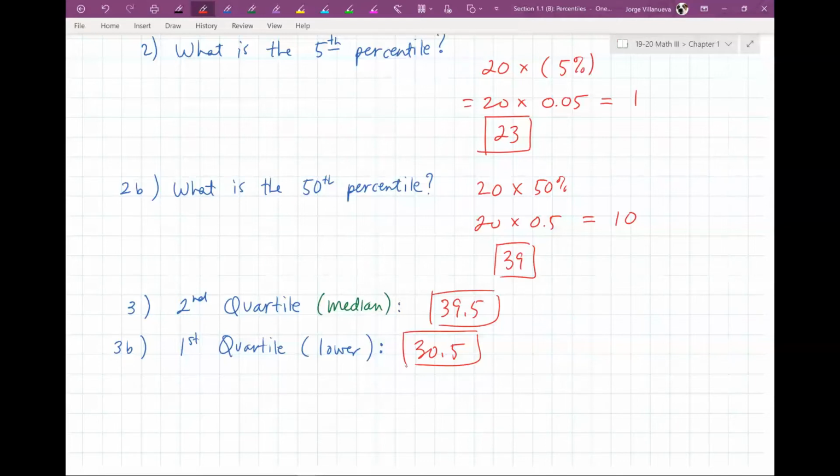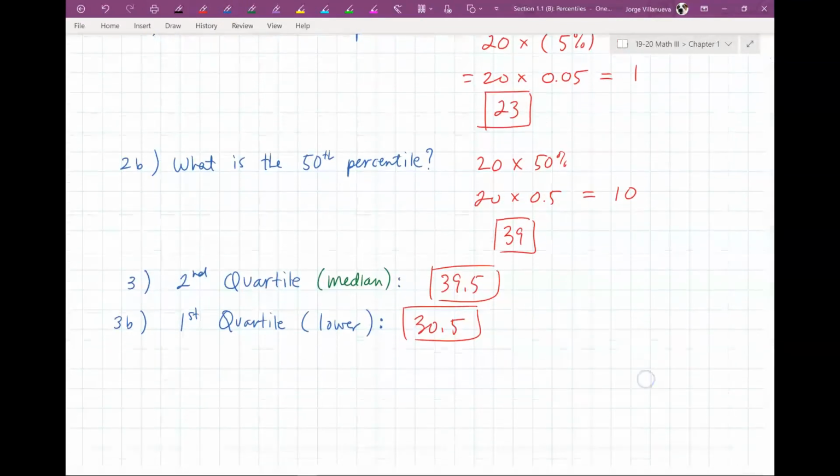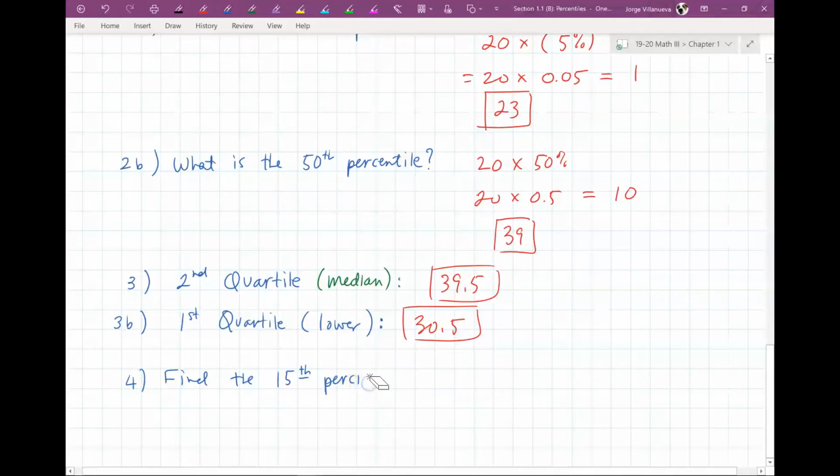Okay, let me read through these problems really quick. So we did percentile, we did percentile for 86, we did second quartile. Find the 15th percentile. We'll do something like that. So let's try doing something like number 4. Find the 15th percentile. I think after that we're probably going to be good.